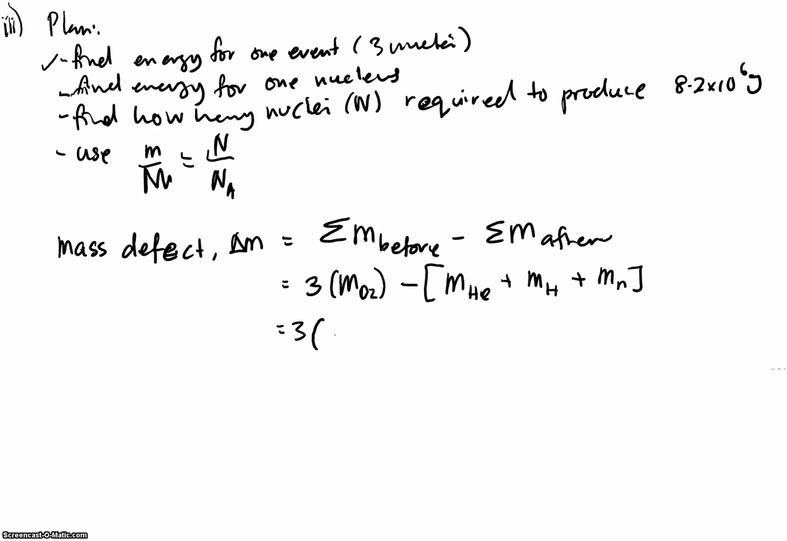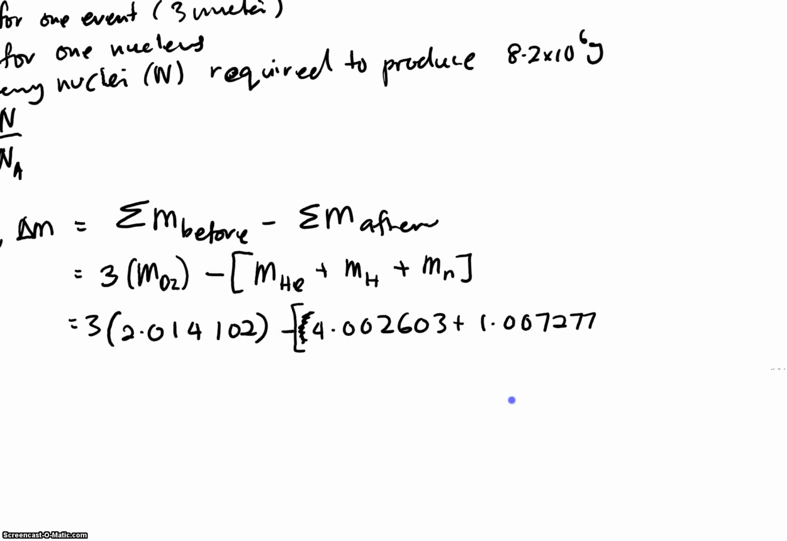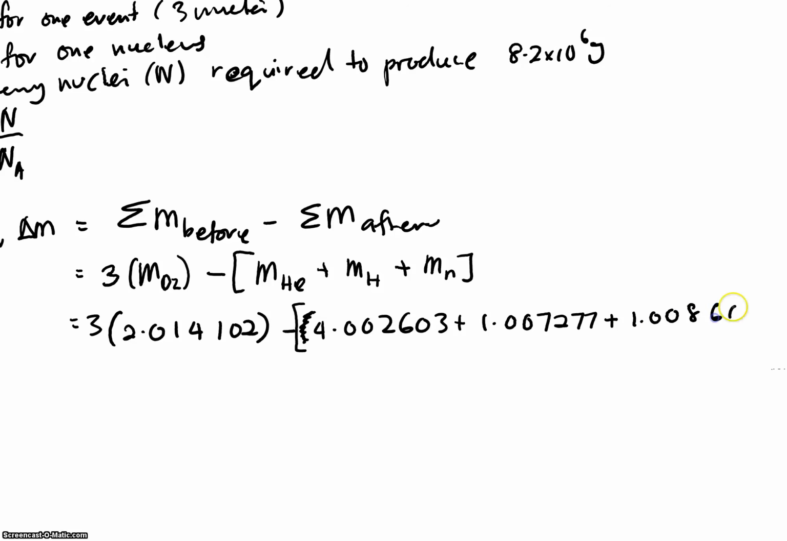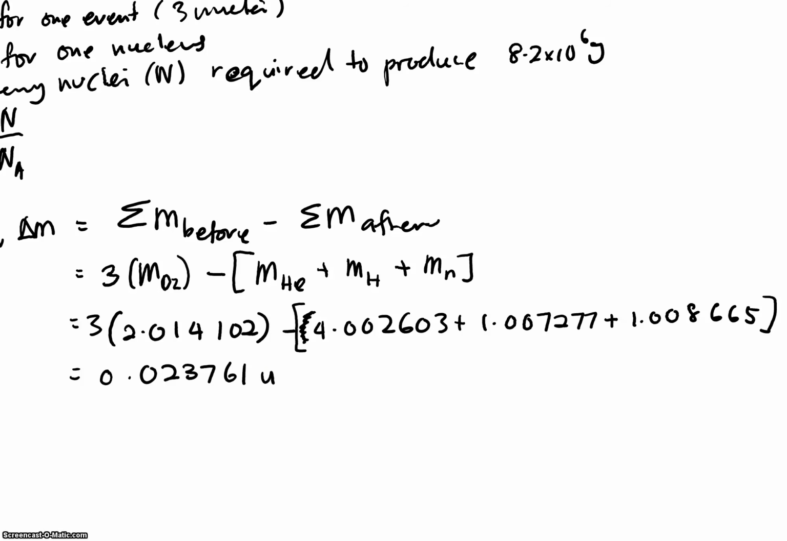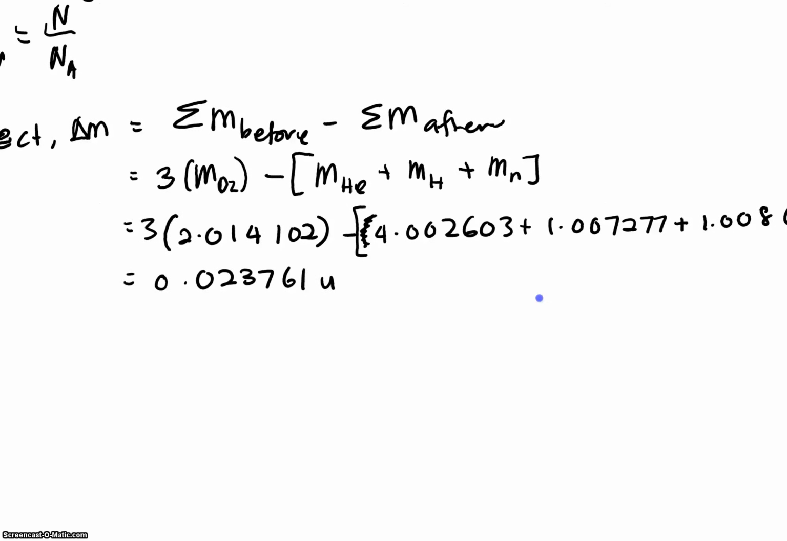The question gave us the atomic mass unit for deuterium, which is 2.014102, minus 4.002603, minus 1.007277, minus 1.008665. I don't know why I had to make this bracket. It is totally unnecessary. The answer you're going to get is 0.023761 u. Since the question is asking for the energy in joule, we have to change everything into joule. So I'm going to change the atomic mass unit into kilograms first.